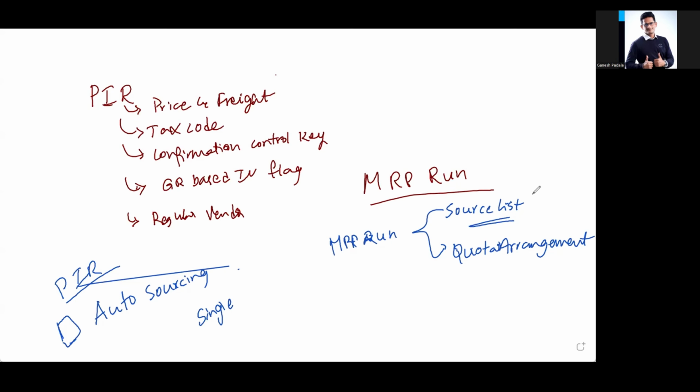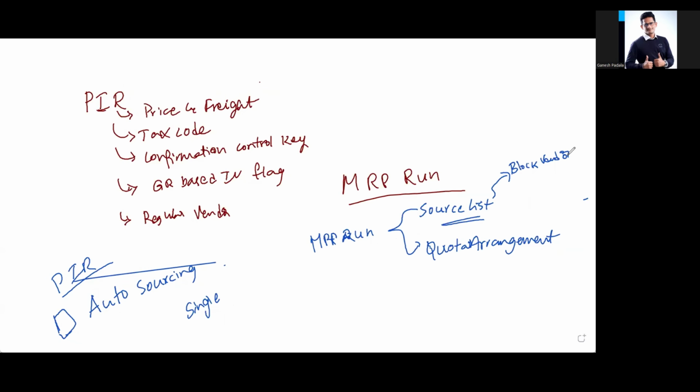You can also utilize it for blocking a vendor for a specific duration of time. The source list can still be used for blocking a vendor for a specific material for a certain time. That vendor can be procured for other materials, but only for that material you can use this block. So you can use it to block a vendor for a specific material, and also for maintaining multiple sources of supply.